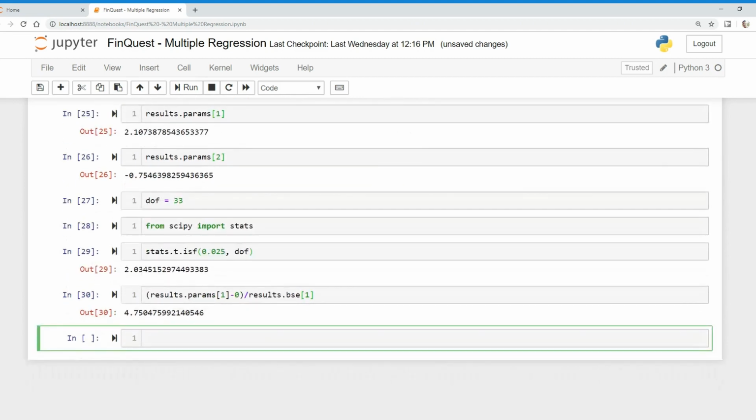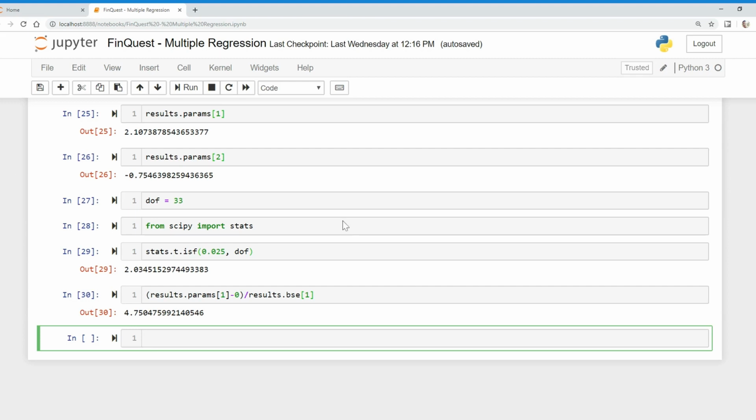And how can we interpret this? 4.75 is larger than our t-critical value of 2.03, so we can reject the null that the coefficient on the Russell growth index equals zero, in favor of the alternative hypothesis that the coefficient does not equal zero.